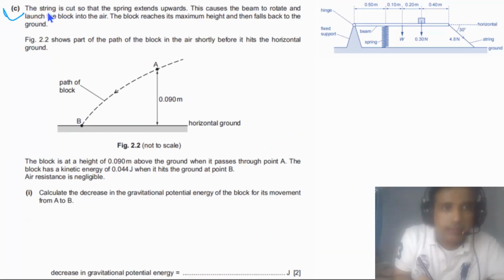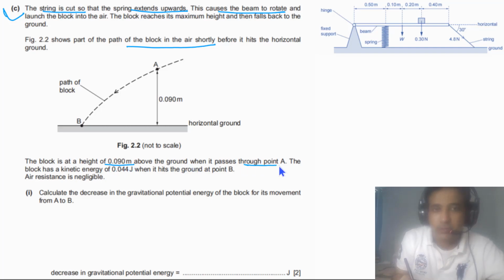Part C says the string is cut so that the spring extends upwards. This causes the beam to rotate and launch the block into the air. The block reaches its maximum height and then falls back to the ground. Figure 2.2 shows part of the path of the block in the air shortly before it hits the horizontal ground. The block is at a height of 0.090 meter above the ground when it passes through point A. Means when it is passing through point A, its height is given to us.